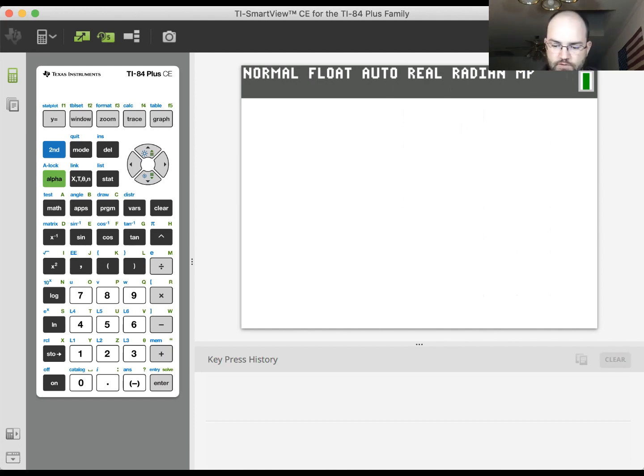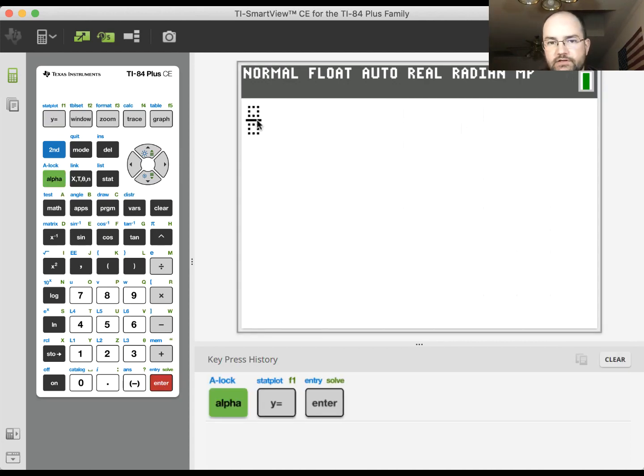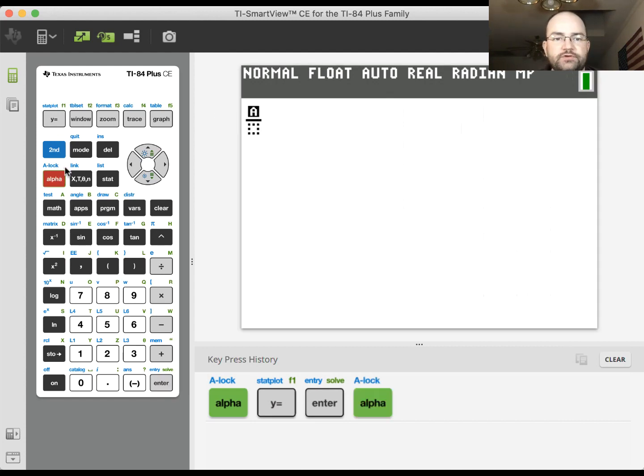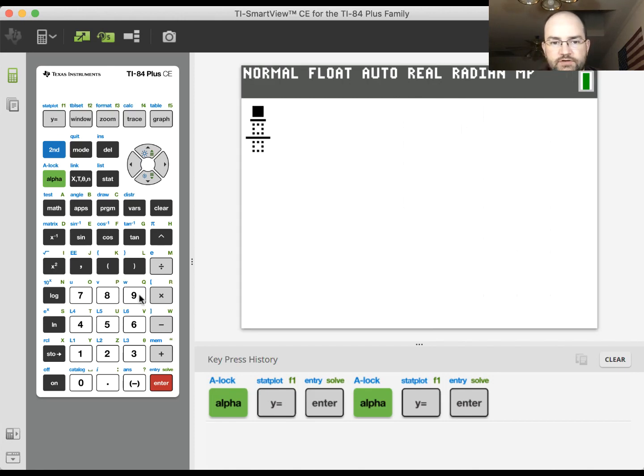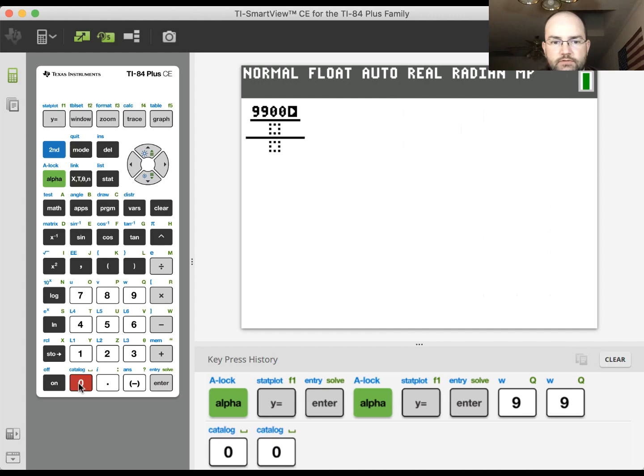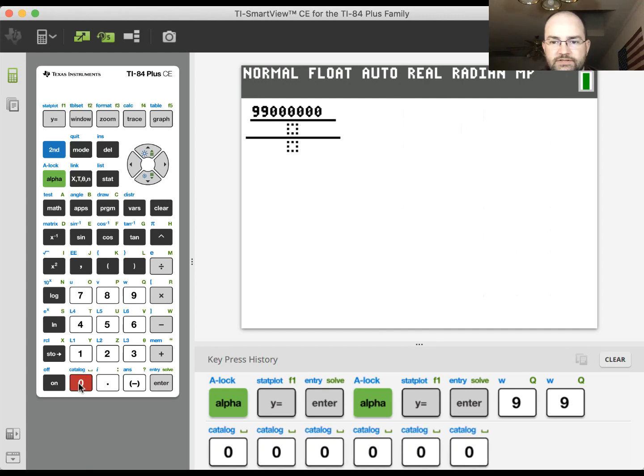Hello. Welcome to the calculator. Now, to do this, the first thing we want to do is figure out what A is. So to figure out A, we're going to use alpha y equals enter. And notice that in the numerator we have another fraction to begin with, so I'm going to do another alpha y equals enter. So notice we have a fraction over fraction in the numerator. And that was 99 million, so 99 and then million, which is 6 zeros. And then right arrow down to 3213.